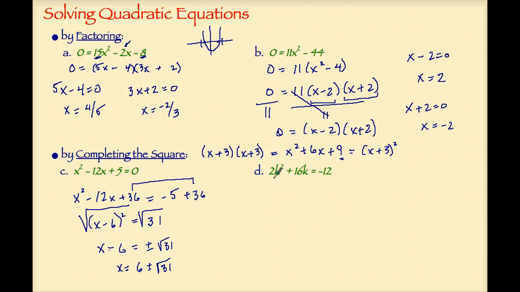Now let's complete the square for letter D. It turns out that if the leading coefficient of the quadratic term is not a 1, we can't complete the square.